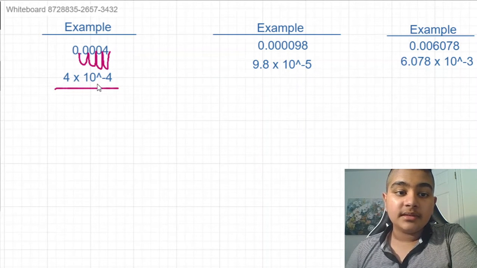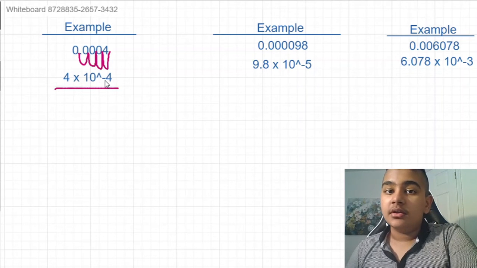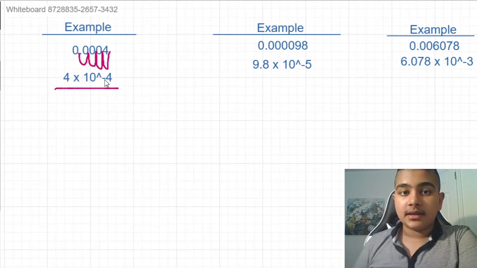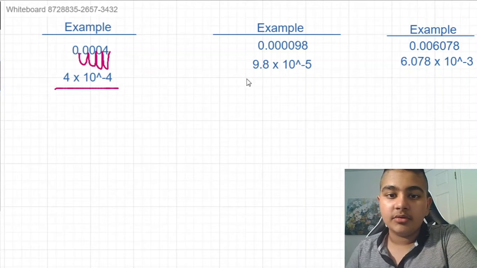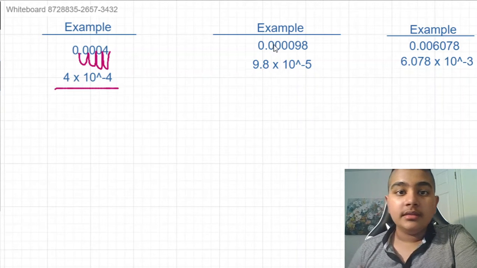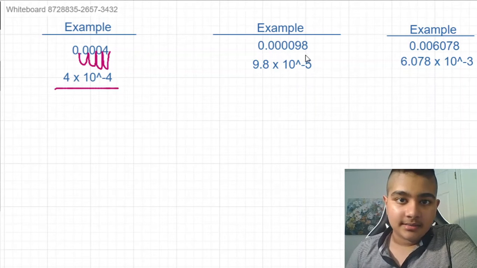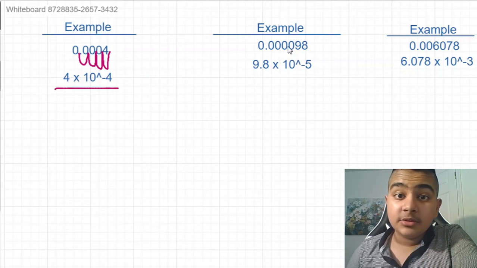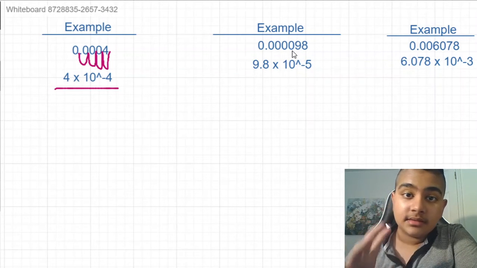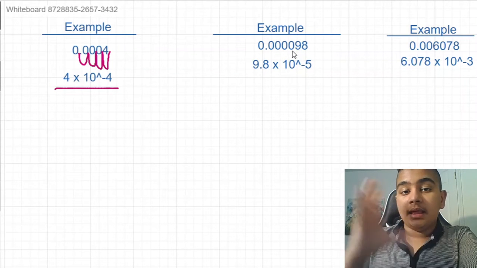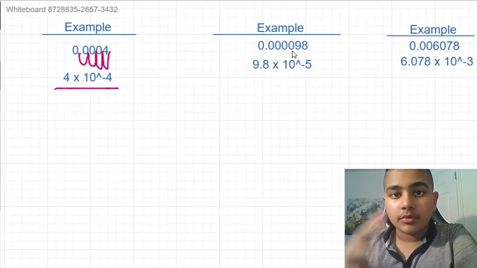Then 4 times 10 to the power of negative 4, which is scientific notation. So that's another example. Let's move on to our second one. In this one, we see that same as the last one, it's less than 0, it's a decimal point number, and we see these 2 units. But it's simple. Just think of it like last video, how to work with the positive ones.